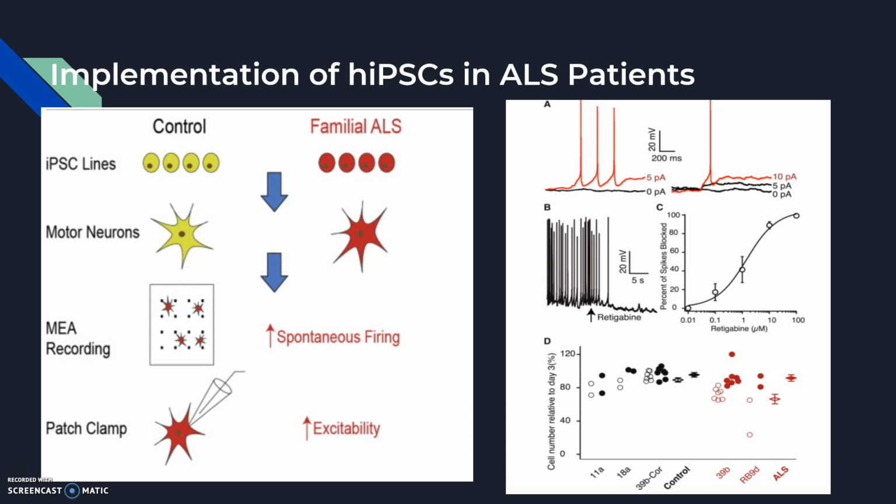They found that retigabine increases in vitro survival of ALS motor neurons, confirming that motor neuron hyperexcitability contributes to motor neuron degeneration in ALS.